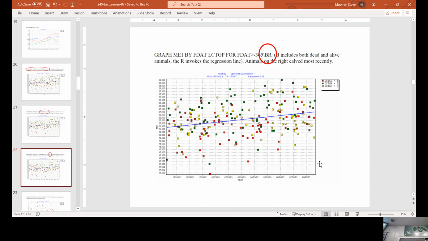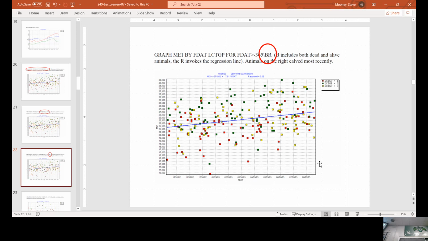And then the R in this case gives us a regression line. Everybody know what a regression line is? It's the trend of the data. If you do a running average of all these things, in this case, that regression line, that blue line, is trending up. So over the last year, what could we say about our transition program? It seems to have improved.